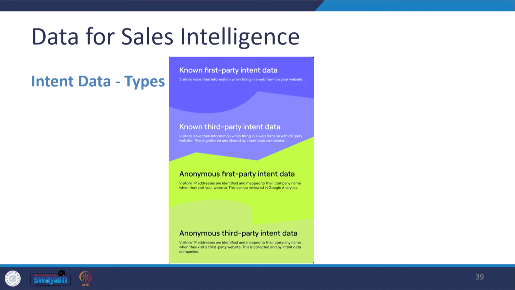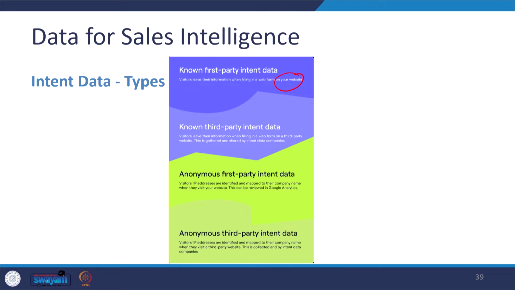Whether the visit by a customer is happening on your website or a third party website, and how to track them. So the first category is known first party intent data, that is, visitors leave their information while filling in a web form on your website. So you have your website, you have a form, and then the customer fills it up. That's what you call known first party intent data.